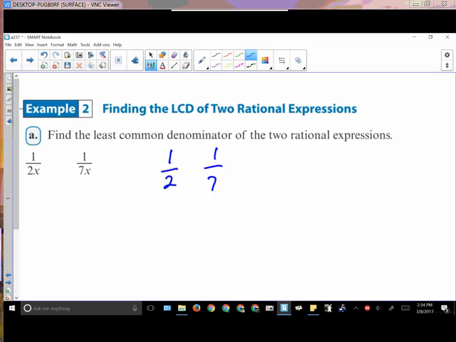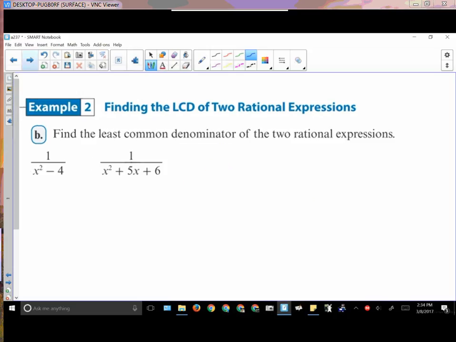Eli, what would I use? If I got a 2 and a 7, what's your guess? Your wild guess is absolutely correct. So we would use a denominator of 14. Each one of these has an x, so it would just simply be 14x. That's all I would need to do, is take a look at what I've got here. Least common multiple of 2 and 7 is 14.